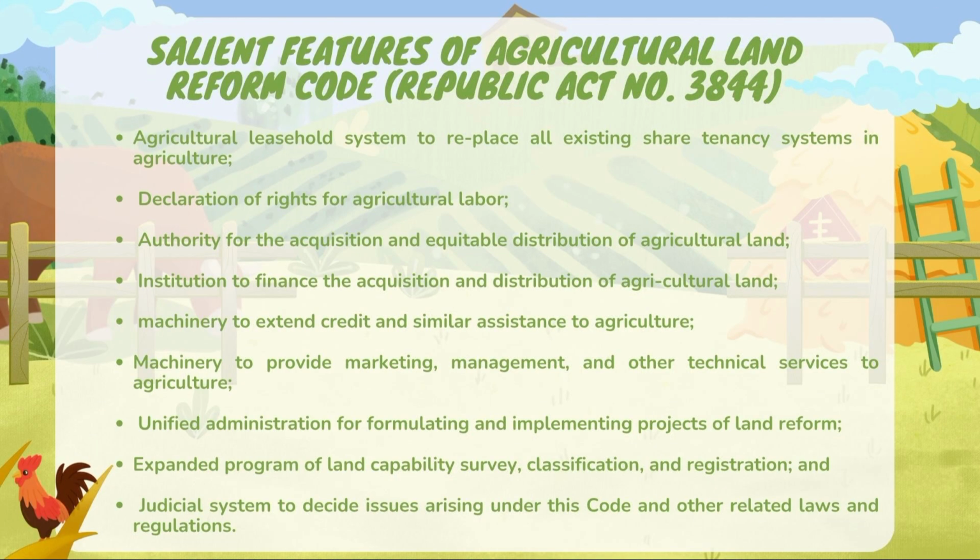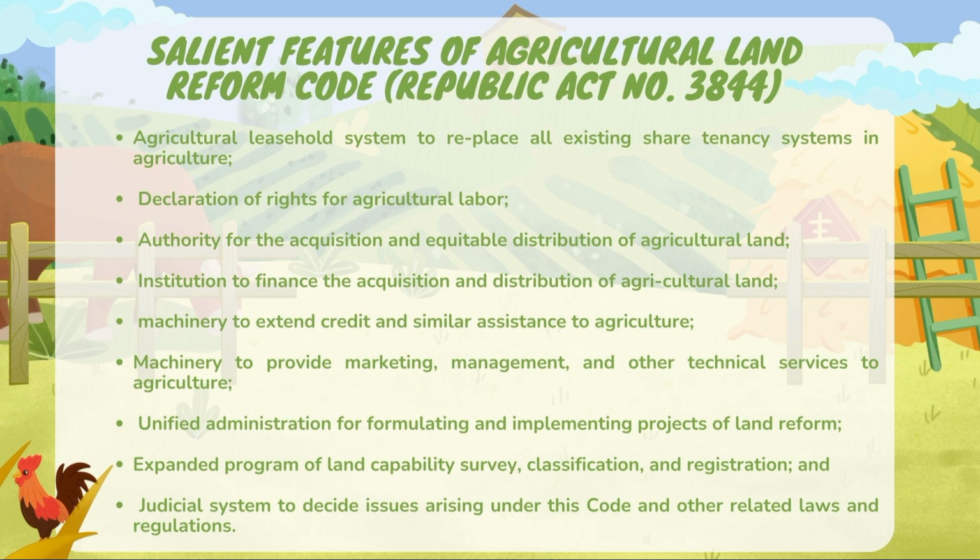Let us now proceed to the salient features or the main features of the Agricultural Land Reform Code. So the first one is the agricultural leasehold system, kung saan pinalitan nito ang lumang sistemang share tenancy or what I have mentioned earlier, kung saan nagbibigay ang mga magsasaka ng bahagi ng kanilang ani sa may-ari ng lupa. The second one is the rights of agricultural labor, kung saan kinikilala at pinoprotektahan ang mga karapatan ng mga manggagawang bukid. The third one is the authority to acquire and distribute land. Layunin nitong hatiin ang malalaking ari-arian at isulong ang pagmamay-ari ng lupa sa mga magsasaka.